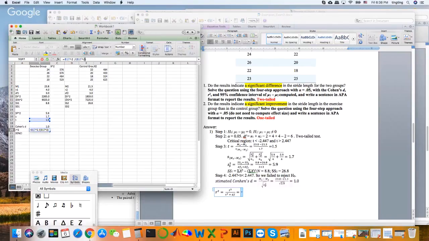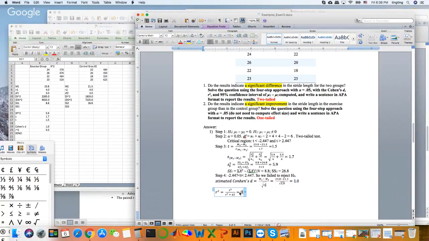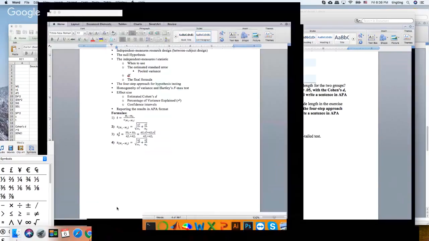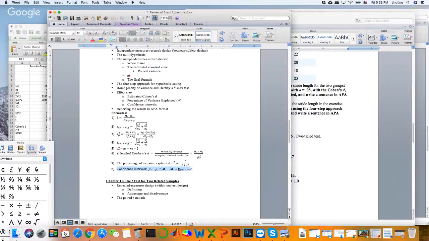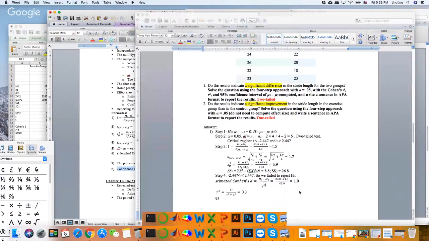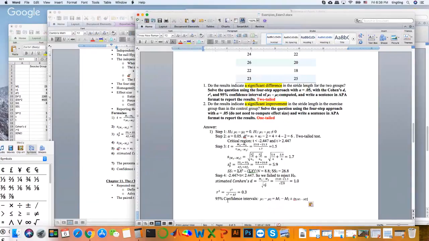T-score. Last degree of freedom, which is 6. So we have x equal to 0.3. So next question. A 5% confidence interval.